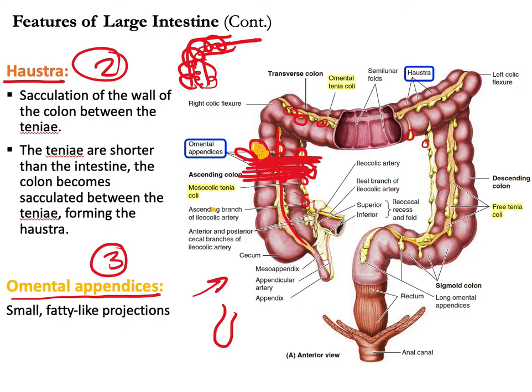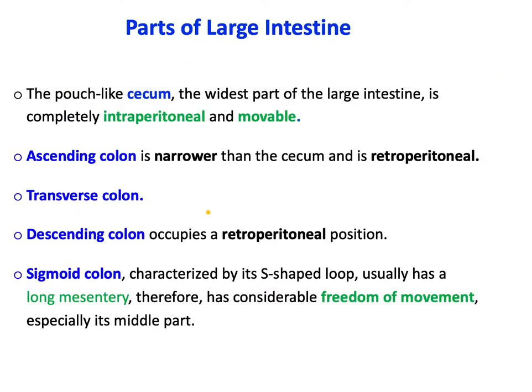So it's a small fatty projections. Okay, so we will start with the different parts of the large intestine, starting from the cecum, which is like a pliant sac, and this is the widest part of the large intestine and completely intraperitoneal, and it has a considerable amount of movement. So the cecum is completely covered by peritoneum.